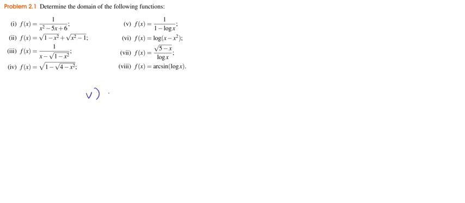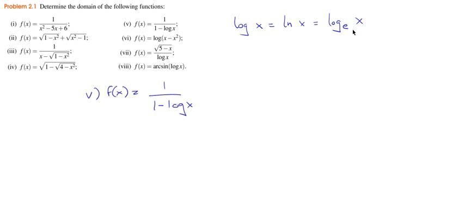5. f of x equals 1 over 1 minus the logarithm of x. Okay, and the logarithm of x is the natural logarithm, so maybe you have written it like this in high school, or you can see it like this sometimes, but in general, if we don't specify the base of a logarithm, it's assumed to be the natural logarithm, okay?